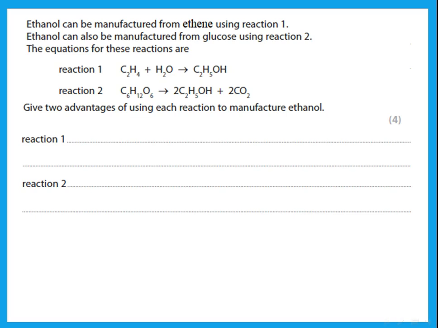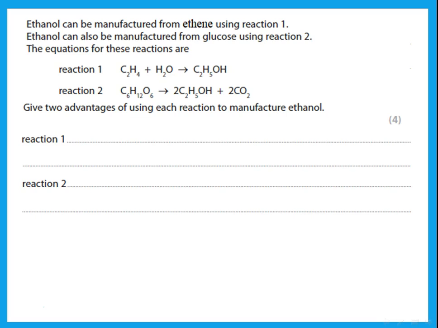Okay. The other question says ethanol can be manufactured from ethene using reaction 1. So reaction 1 is the one we just talked about, ethene plus water. And ethanol can also be manufactured from glucose using reaction 2. So that is the one where you put yeast on the glucose in order to change it to ethanol. Give two advantages of using each reaction to manufacture ethanol.